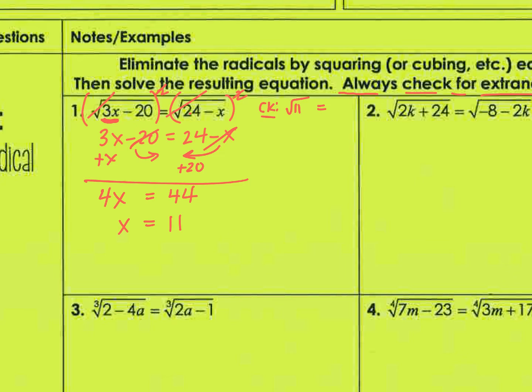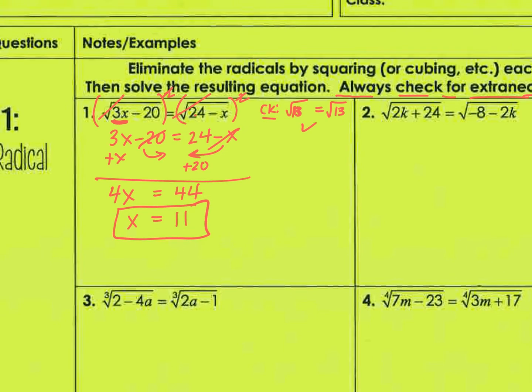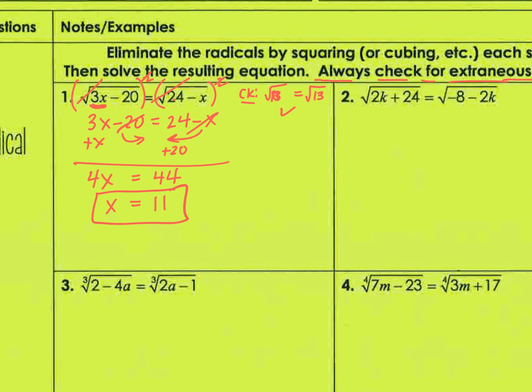And if we do 24 minus 11, is 13. Yep, 13. All right, do we end up with the same thing on both sides? Yep, so it checks. So this is my solution. You do need to check it, because sometimes you're going to end up with ones that do not work. If you end up with more than one solution, typically is when you've got to really look at it.